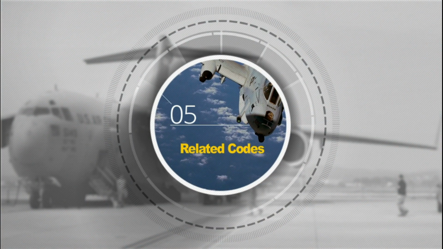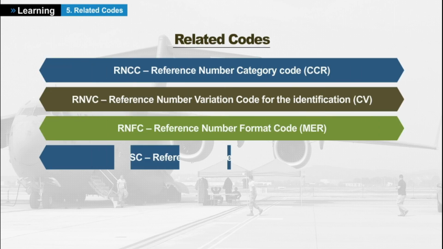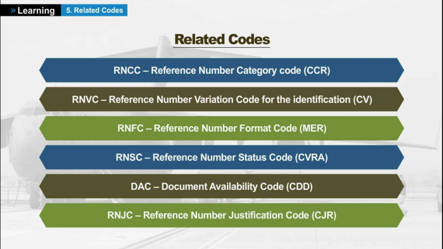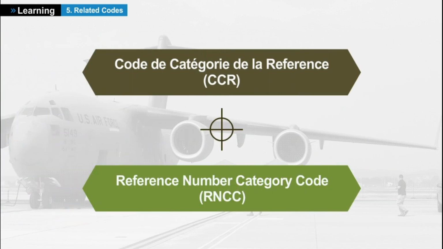5. Related codes. The RNCC enables to indicate the type, the origin, and the capacity of the reference number to identify the item of supply.